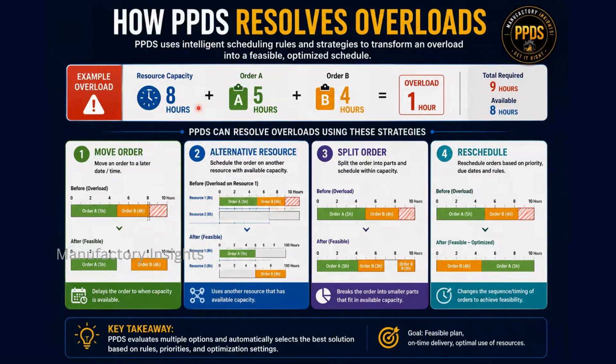When overload occurs, PPDS provides several options. The planner can move an order to another date. The planner can use an alternative resource if available. The order can be split into multiple orders, or the schedule can be completely resequenced. These capabilities help maintain feasible schedules while minimizing the impact on delivery commitments. This is one of the biggest advantages of PPDS compared to traditional planning approaches.